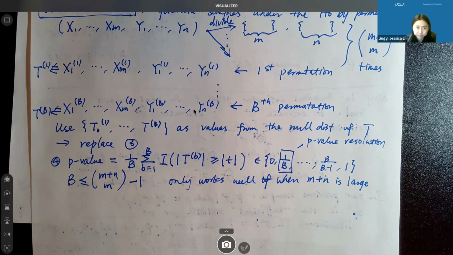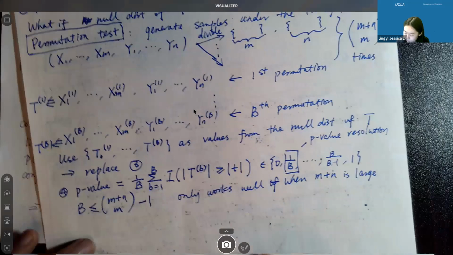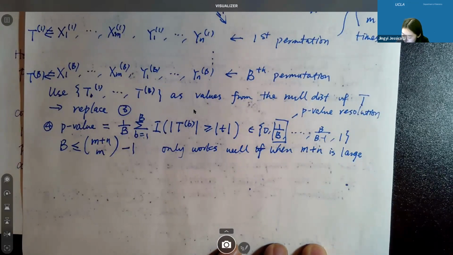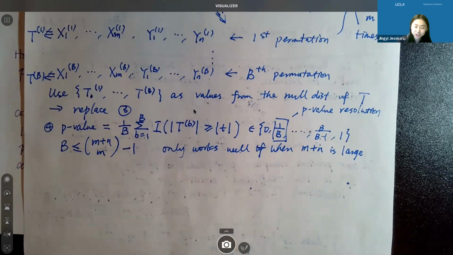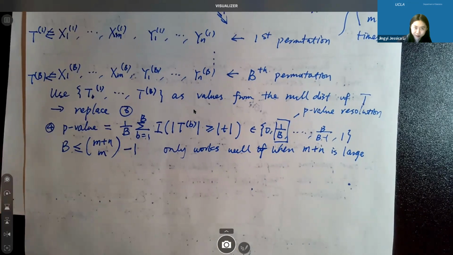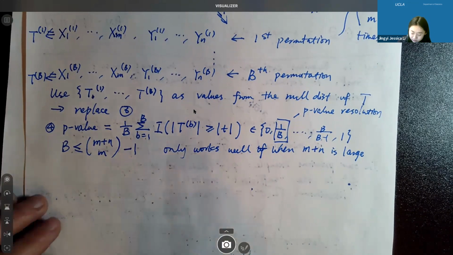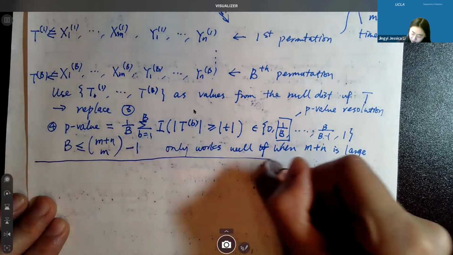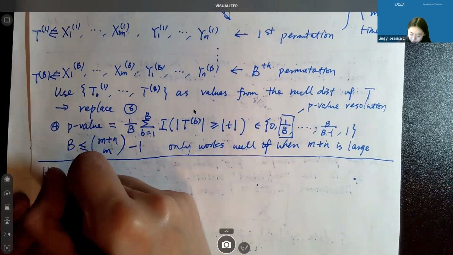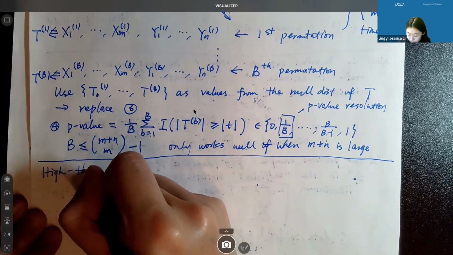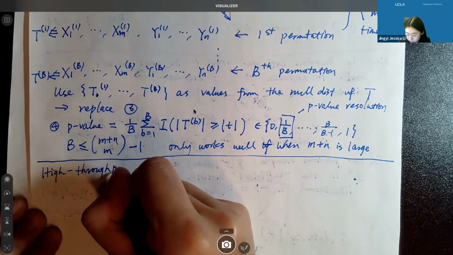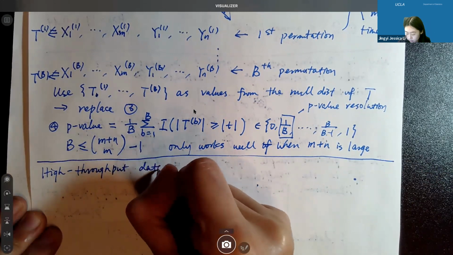Okay. So multiple testing is a very common problem in bioinformatics because we are not just looking at one hypothesis test in our study. Right, so now we are in this so-called high throughput data analysis.